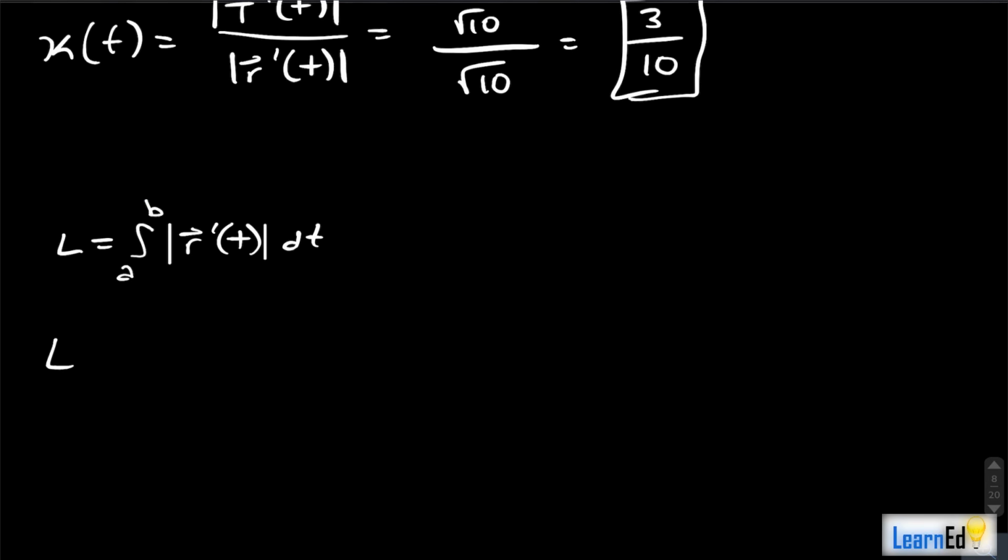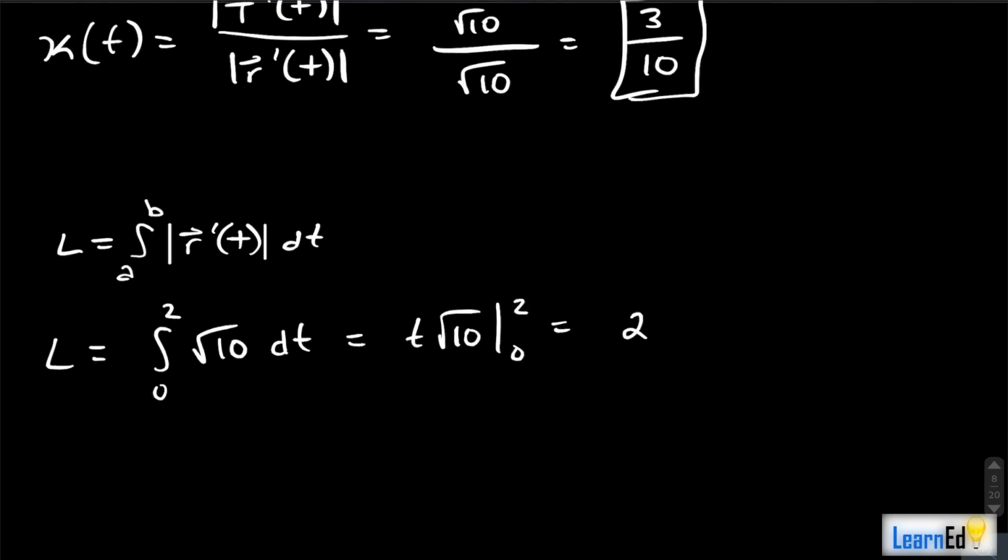So we're taking the integral from 0 to 2. What is that magnitude of r prime of t? The magnitude of r prime of t is just rad 10. So we have rad 10 dt. When we integrate here, we get t rad 10 evaluated from 0 to 2, and we just get 2 rad 10 as our arc length from 0 to 2.